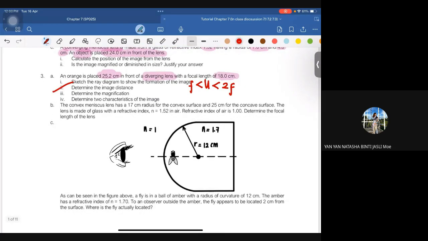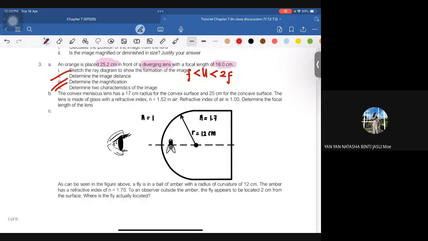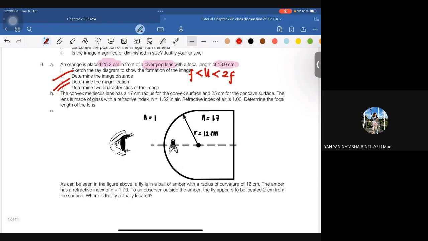So that is done. And then question B. Question B, we have a convex meniscus lens. So it has a 17 centimeter radius for the convex surface, 25 centimeter for the concave surface. So the lens is made of glass with refractive index 1.52 in air. And then determine the focal length of the lens.